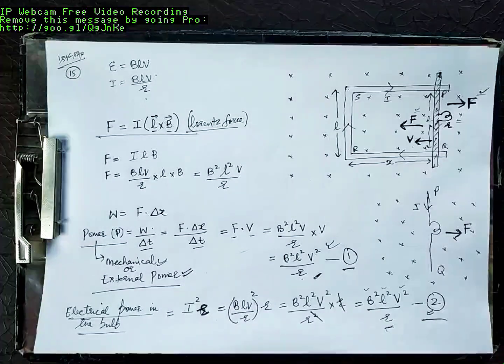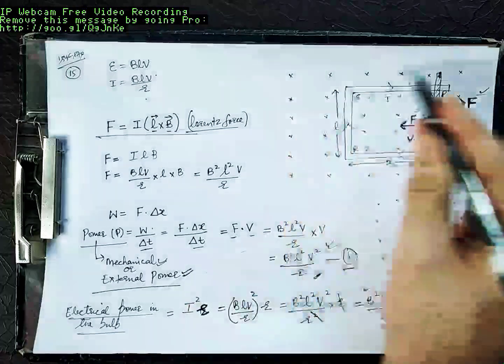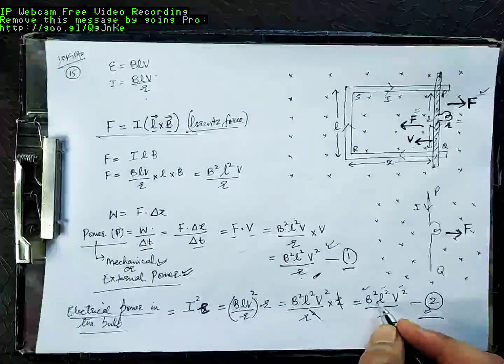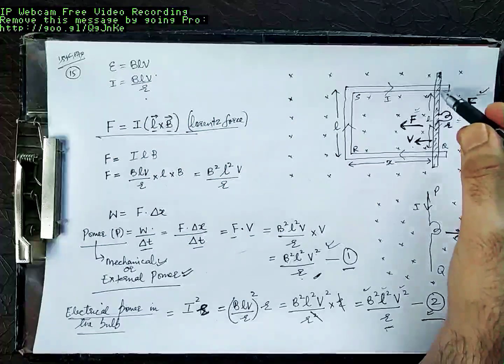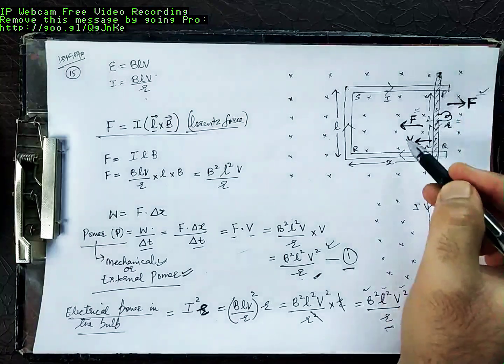So we can increase electrical power either by increasing the magnetic flux density. You have to increase the magnetic flux density. Or you have to increase the length of the conductor. You have to increase the length of this conductor. Or you have to move this conductor with a faster velocity v.